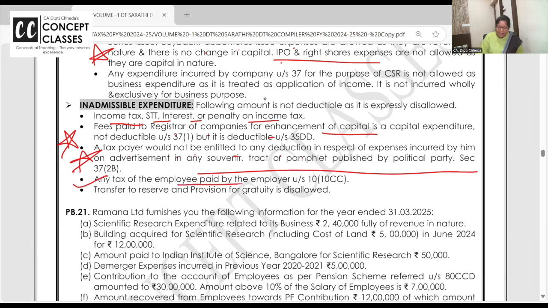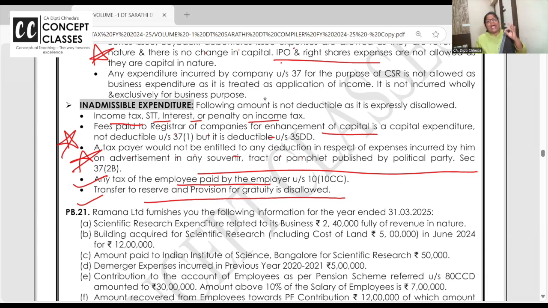Any tax paid by employer, any tax of the employee paid by the employer, your own income tax is not allowed. Why are you paying the tax of your employee? Not allowed. Transfer to reserves and provisions.